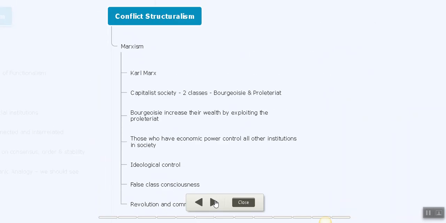Okay, so this was part of conflict structuralism. Donc nous avons déjà expliqué le Marxisme. Pour la prochaine classe, la semaine prochaine, nous verrons le deuxième type de conflict structuralism, qui est le féminisme. Thank you.